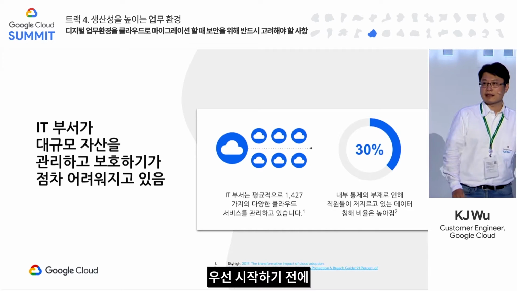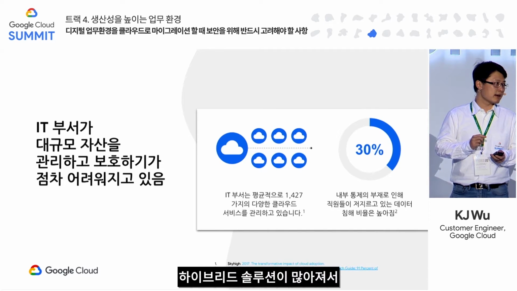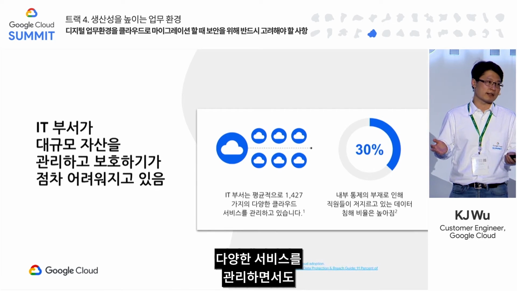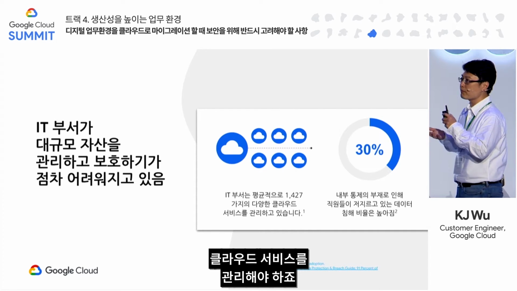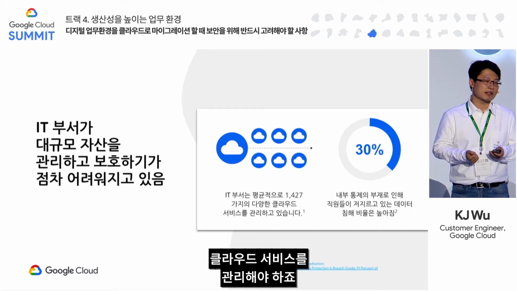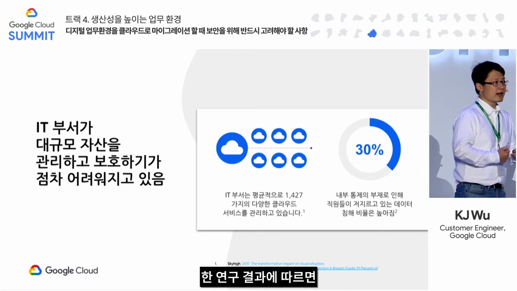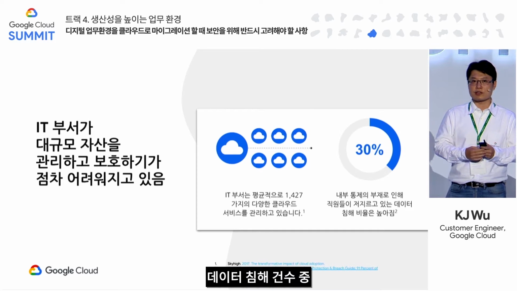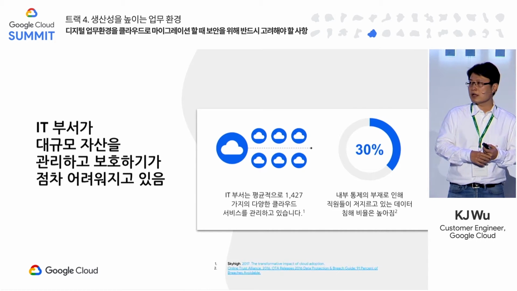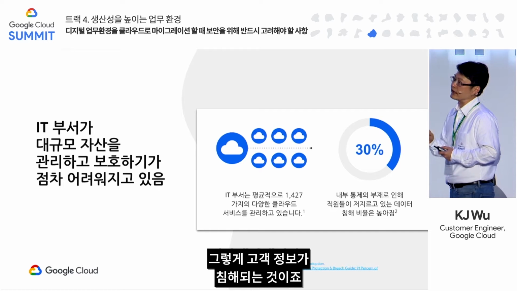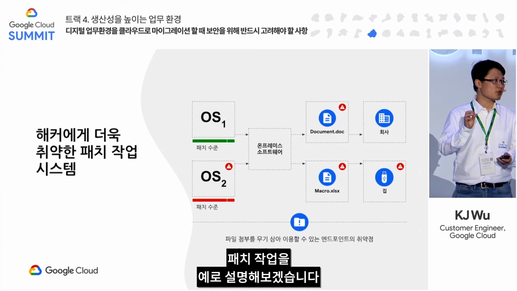Before we begin, I think this is probably common to everyone, and should be no surprise, because there are so many hybrid solutions out there. You have to manage on-prem services, and you also need to manage services in the cloud. So your IT teams are probably very tired of doing that. According to a research, 30% of data leaks to the outside happen because of a lack of internal control. So this is one example.